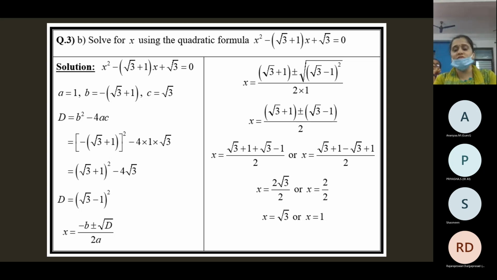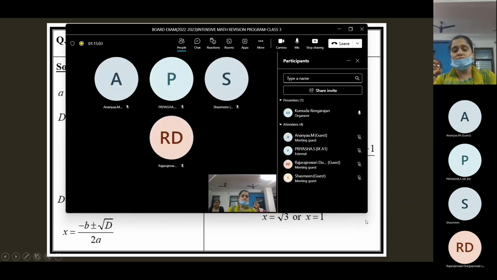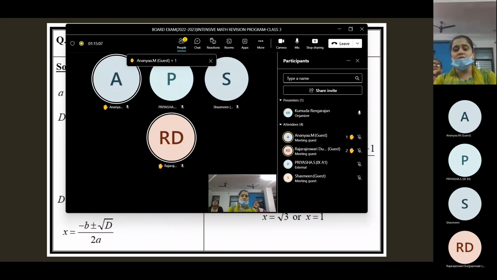Online students, use the emoji, raise your hand. Ananya, Rajarajeshwari, Priyasha. Are you there, Sashmin?